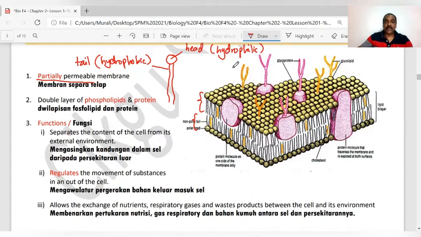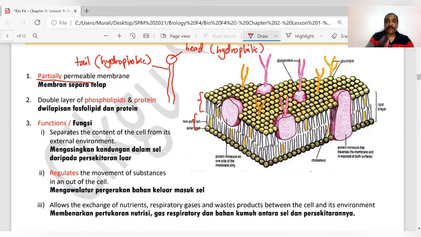They love water, so they'll be facing water. Hydrophobic, they hate water, so they move away from water. That's why the outer part here, above the yellow spheres, will all be watery. Inside the cell, the cytoplasm also contains water. So the tails will be facing each other, and they form two layers.